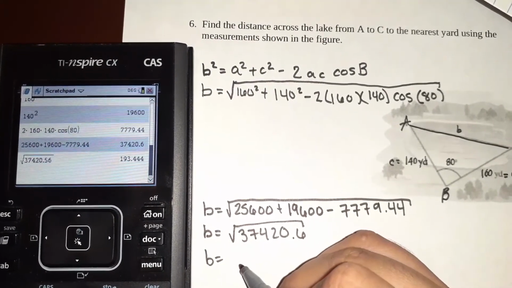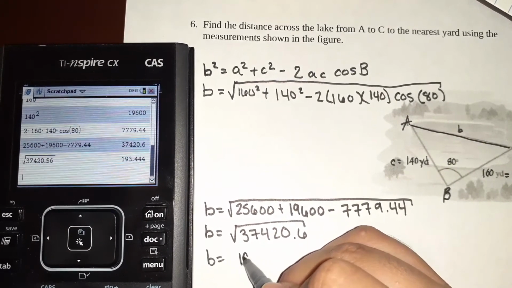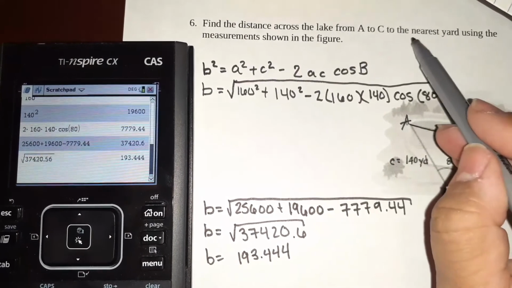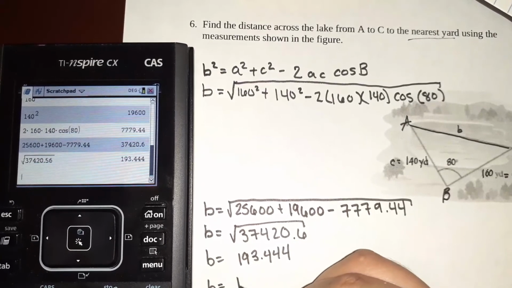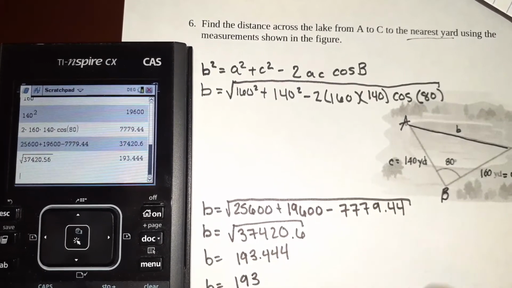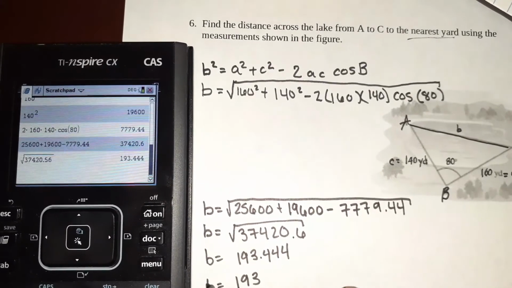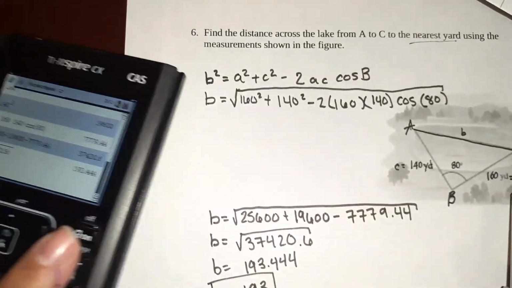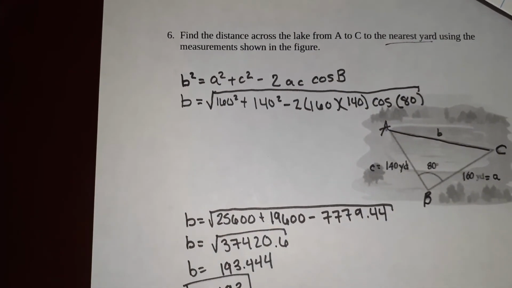And your answer will be, since we're going to the nearest yard, 193. That's the nearest yard. Okay, so that is my distance from A to C, and that we found using the law of cosines.